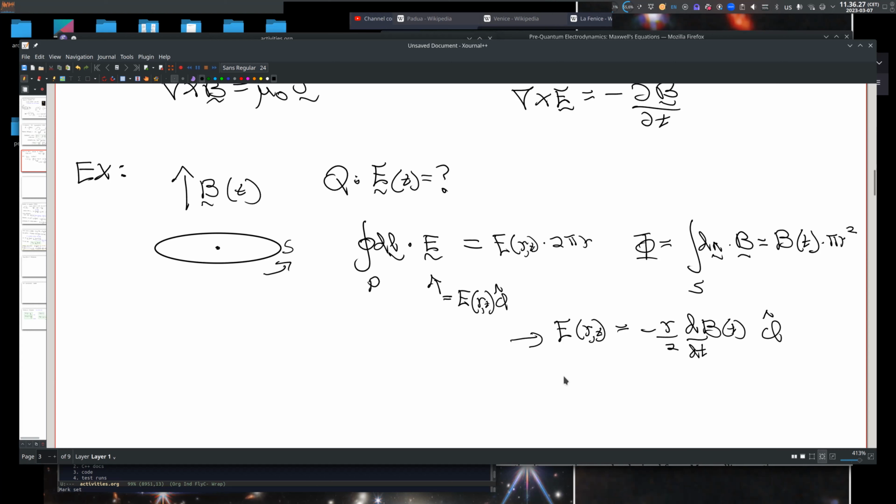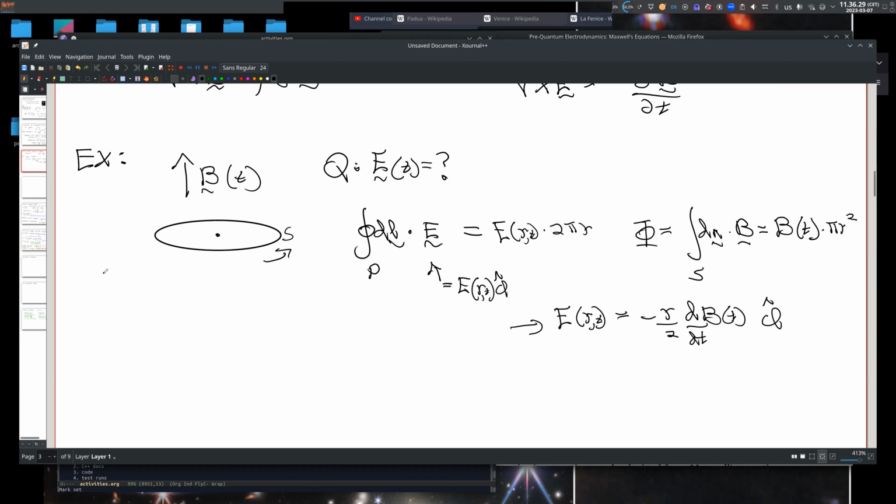Now, there's a little trick which is called Lenz's law. It's that the reaction of a system opposes the change that you're trying to put in there. Okay, so what does that mean?